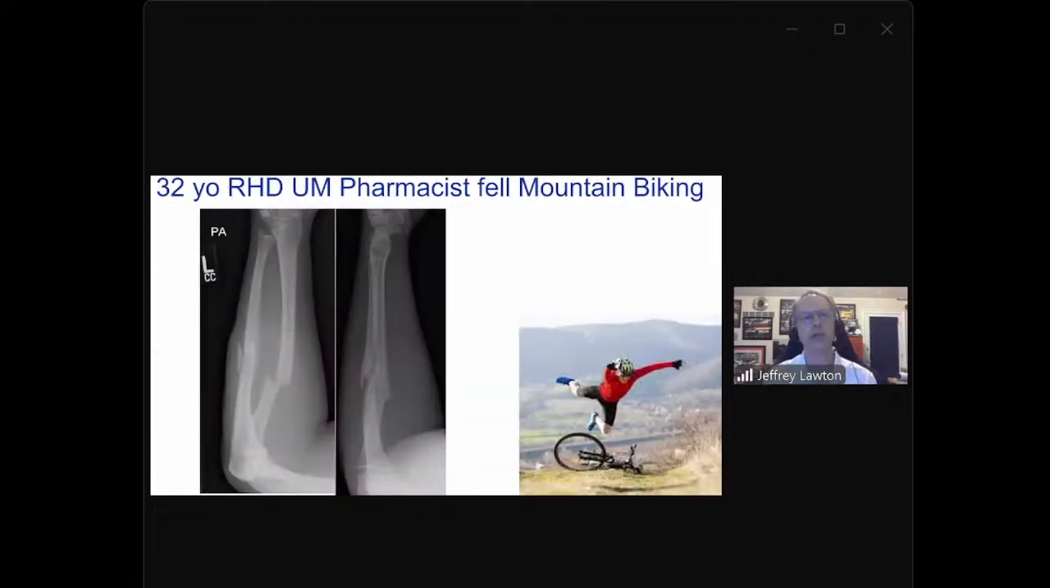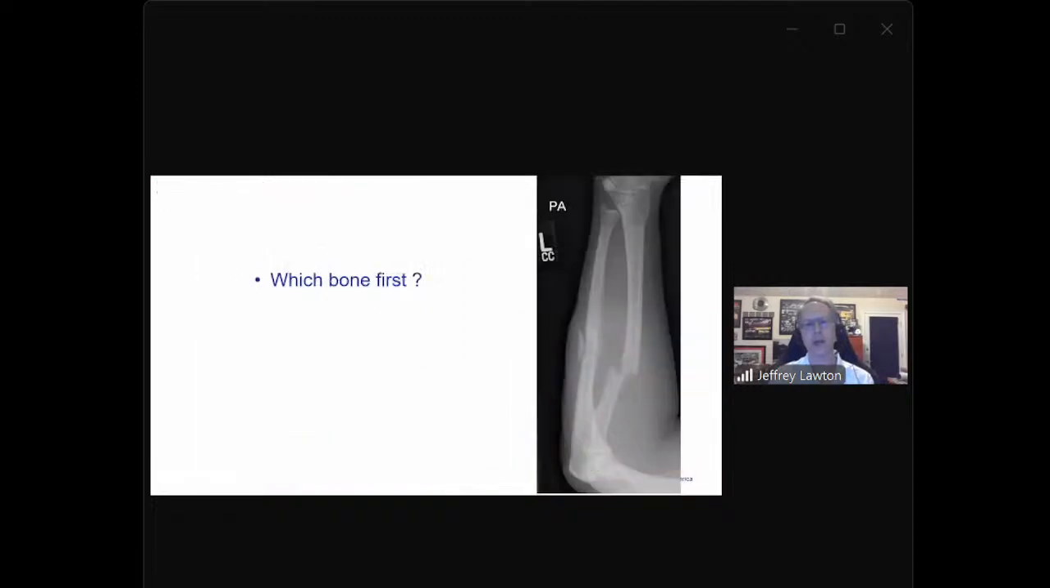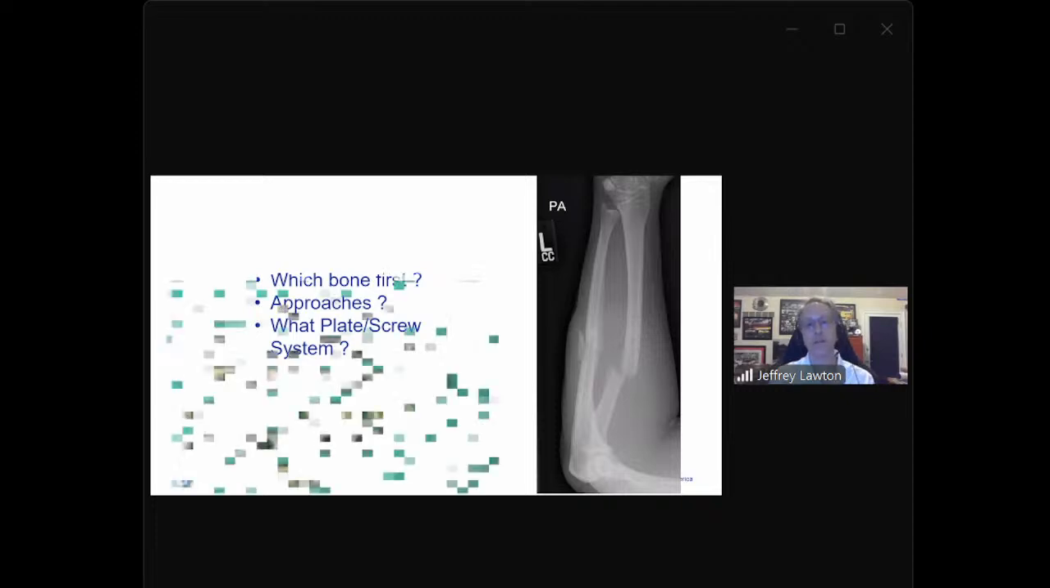So another case, this is an isolated injury, a young, healthy guy who dumped his mountain bike. And again, he's got this ulna fracture and this proximal radius fracture. So like Jaimo said, put yourself in this situation. Which bone do I want to address first? What are my approaches? And then, what do you ask for? What do you have the OR get for you?